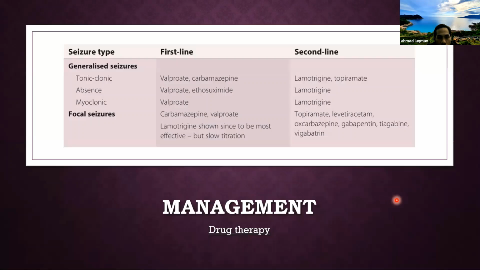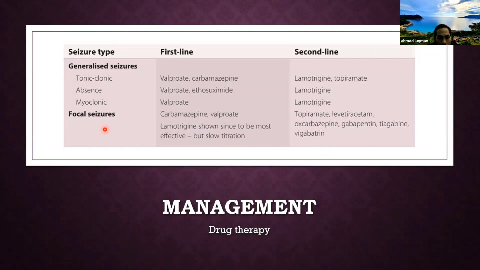These are the suggested drugs to manage epilepsy. For generalized tonic-clonic seizure, the first line is valproate, carbamazepine, and the second line is lamotrigine and topiramate. For the absence seizure, valproate and ethosuximide, and the second line is lamotrigine. For myoclonic seizure, the first line is valproate, and the second line is lamotrigine.